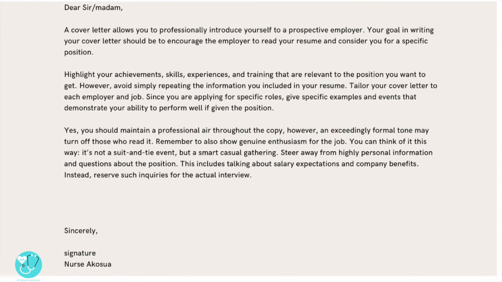With the cover letter, you just start with something like dear sir or madam, and then you introduce yourself professionally to whoever you're applying to. Your goal in writing your cover letter should be to encourage your employer to read your resume and also to consider you for the position that you're applying to. So what I did was, you start by saying you're writing to apply for the open position for, let's say, RN in the med surge or antepartum, or wherever you're applying to.